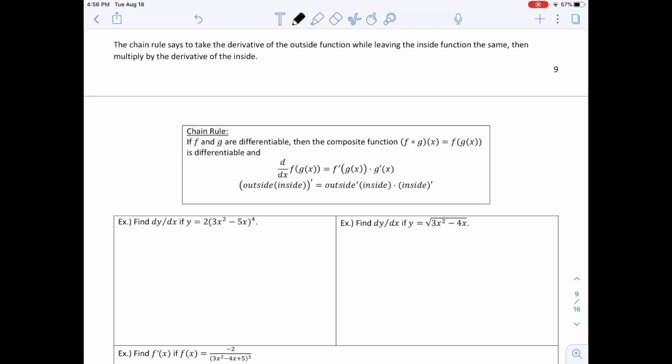The chain rule says to take the derivative of the outside function while leaving the inside function the same, then multiplying by the derivative of the inside. And so this is what we're going to be exploring next.